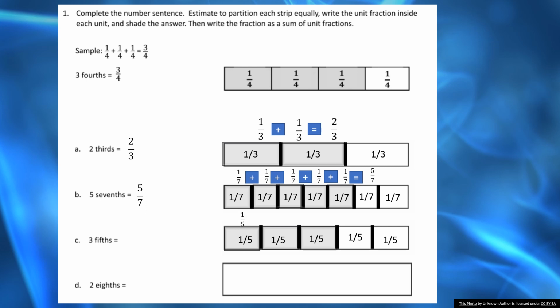Okay, so 1/5 plus 1/5 plus 1/5 equals 3/5. And we're going to go ahead and write 3/5 over here next to the equal sign by letter C. Now you may want to, again, go ahead and pause that video so that you can make sure that you have all of your information written down for letter C.